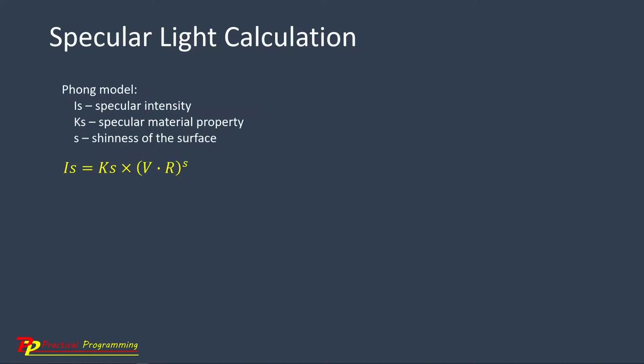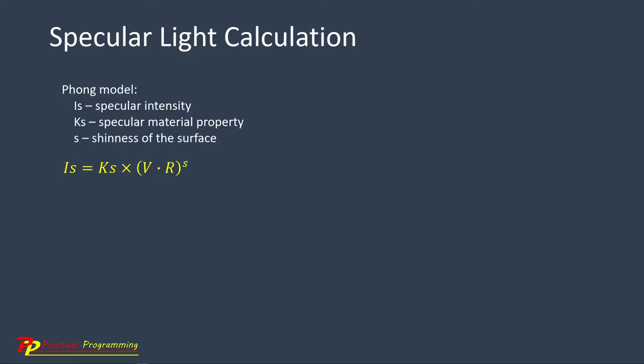For the specular light, we have two models. One is the Phong model. This model is very simple. IS is the specular intensity, KS is the specular material property, and S is the shininess or roughness of the surface. So the Phong model gives this formula: IS equals KS times V dot R to the power S. V is the view direction, R is the reflection direction.